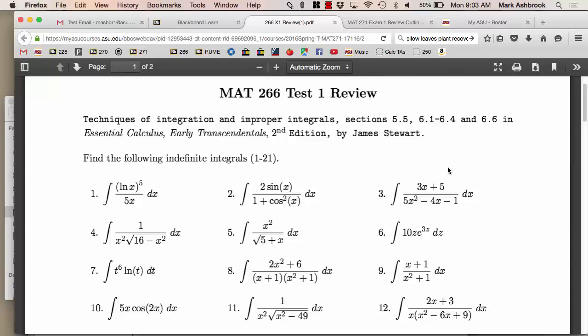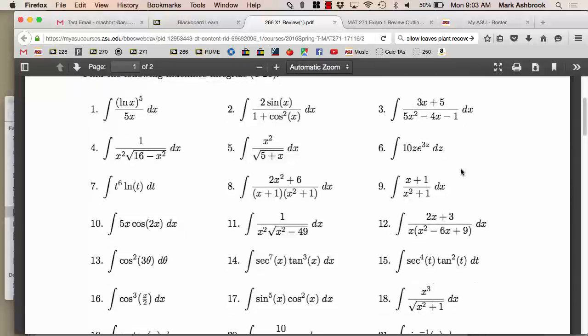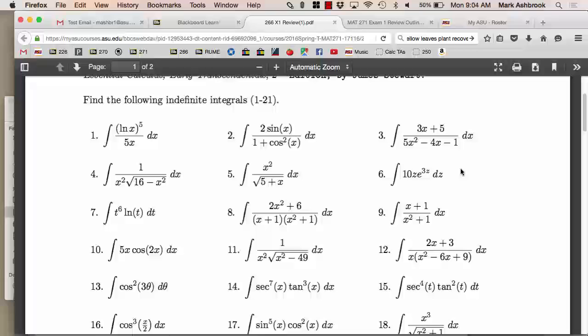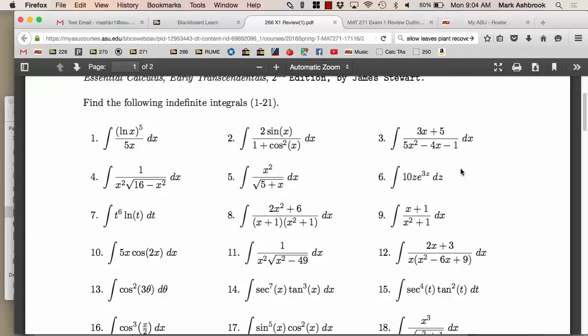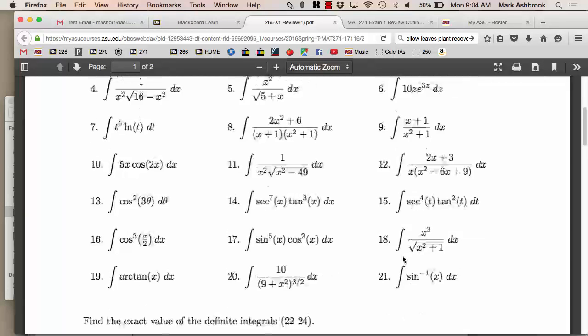So on the test 1 review, this is a bunch of practice problems. Lots of just integrals, all different types, right? There's this final skill of, now that we've learned all these techniques, can you come to an integral and figure out which technique you're going to use? So you need practice at that. These are all jumbled together, in no particular order, and you have that practice.